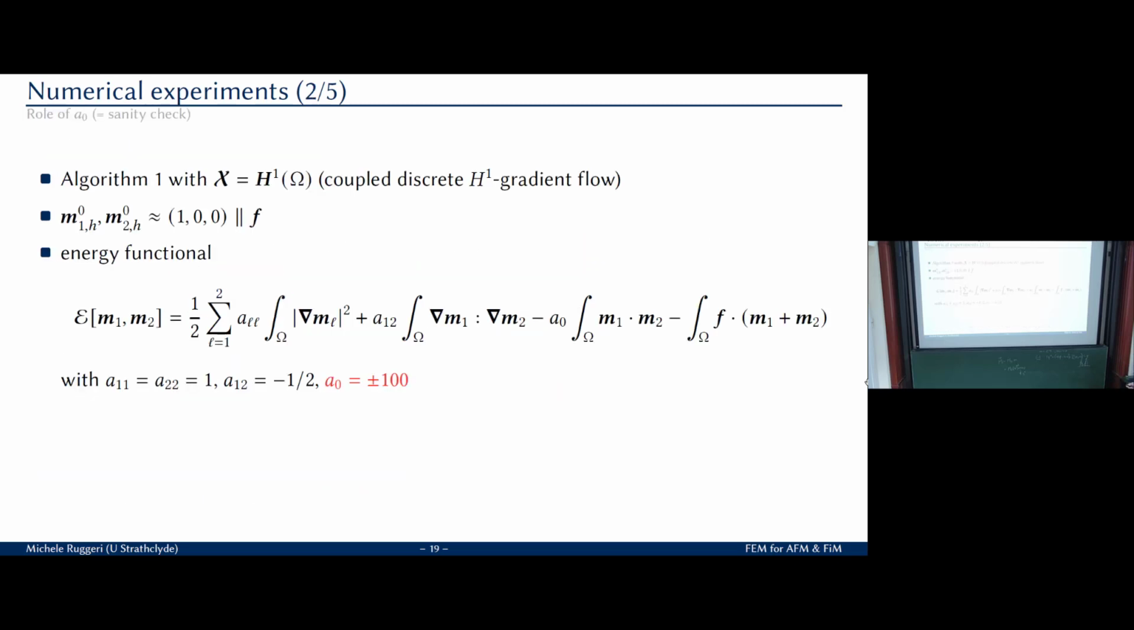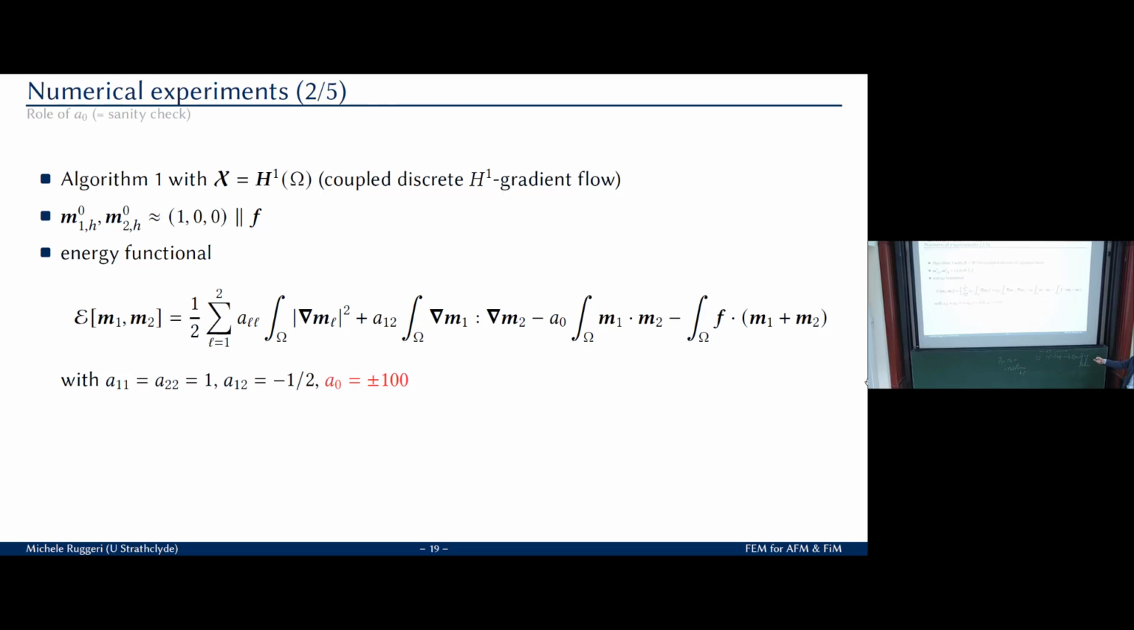Let's start with the first one, which is essentially a sanity check. I want to consider A0 equal to 100 and minus 100. From this, you see that this term will require the two fields to be either parallel or anti-parallel to each other. If A0 is negative, you get an antiferromagnet behavior, whereas if A0 is positive, you will get a ferromagnetic alignment. So for antiferromagnets and ferrimagnets, A0 in general will be negative. It is a kind of sanity check.